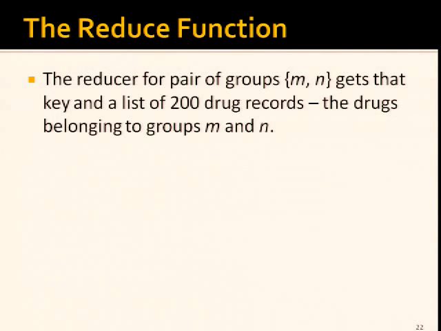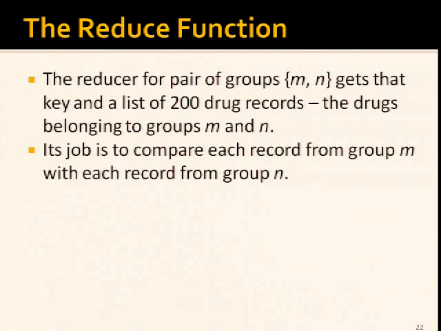So the reducer now. The reducer for the pair of the groups M and N will get, of course, the key will be the set containing M and N. And it will get as a list 200 drug records: the 100 that are in group M, the 100 that are in group N. Now, the job of a reducer is to compare each of the records from group M with each of the records from group N.